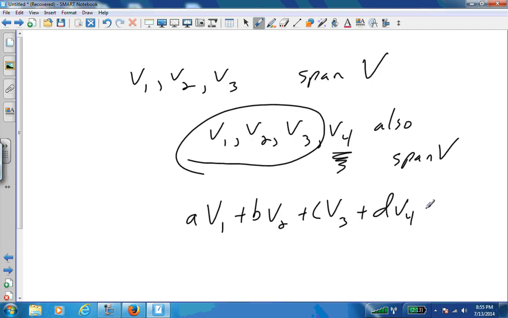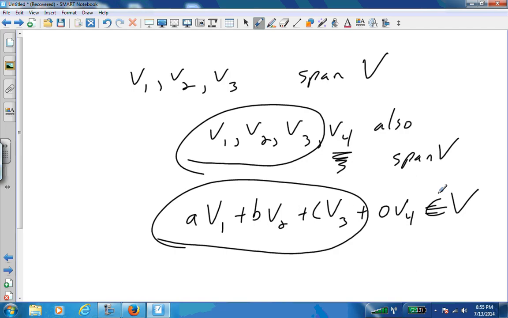then I mean, we can let D be 0, and we still just have a V1, V2, V3, which span V. So if we know that a certain set span a subspace or a vector space, we can add as many more additional vectors to that as we want and not shrink our vector space, or not unspan it.